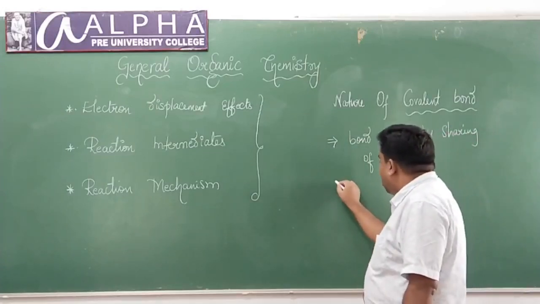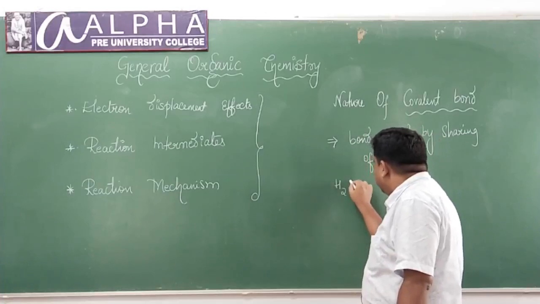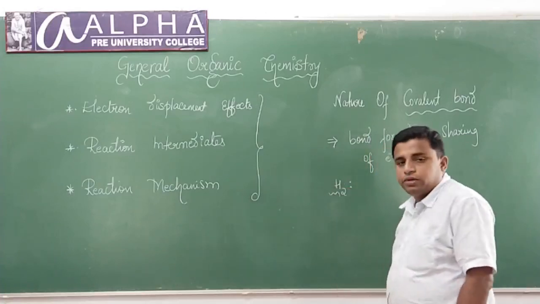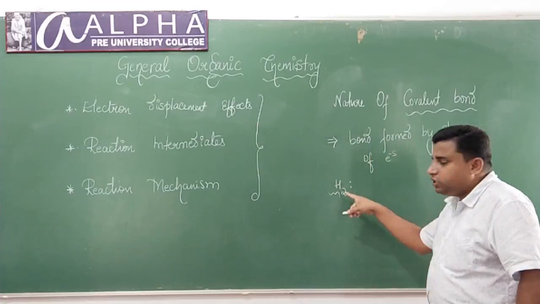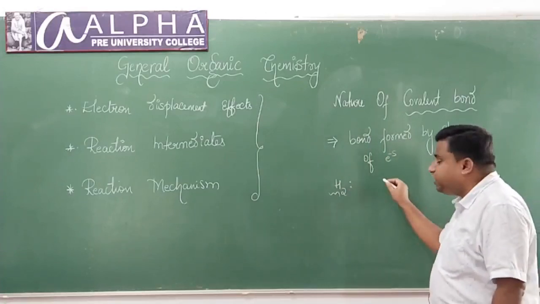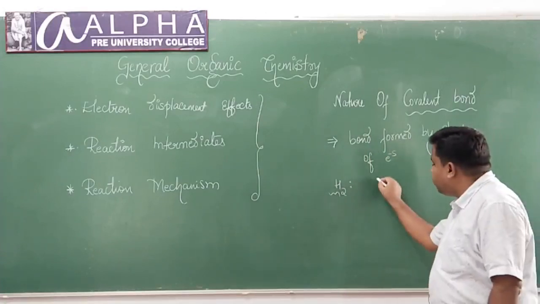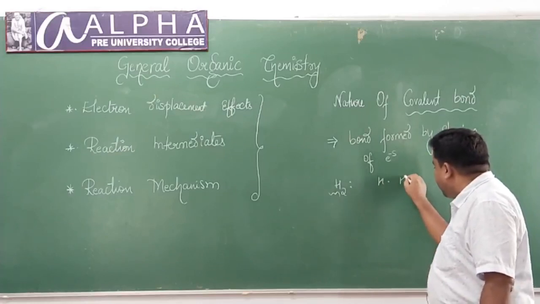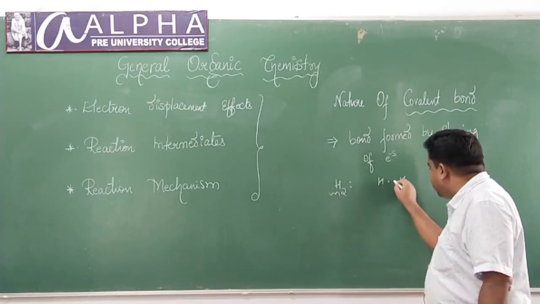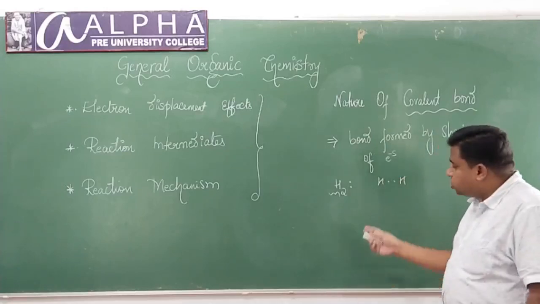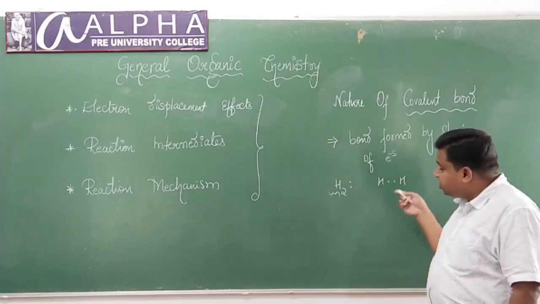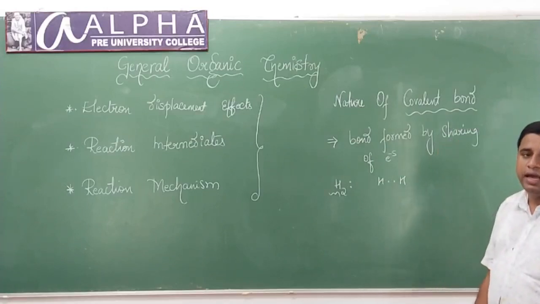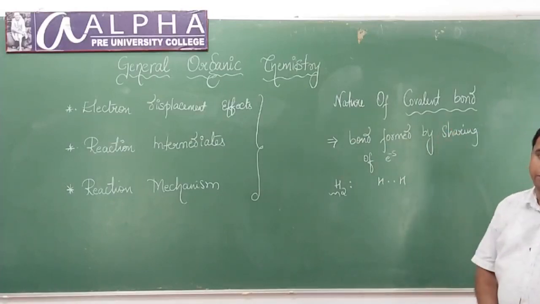If I ask how a hydrogen molecule is formed, you will tell me that it is formed by sharing of electrons. One hydrogen atom is going to share one electron, and another hydrogen atom is going to share one more electron. So a bond is formed by mutual sharing of electrons, and we call this bond a covalent bond.